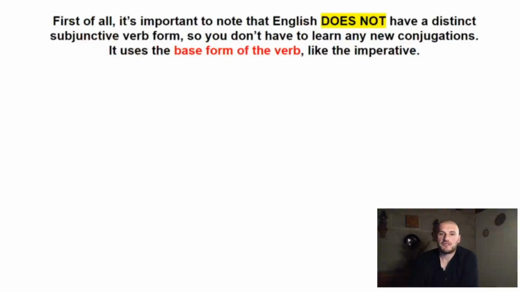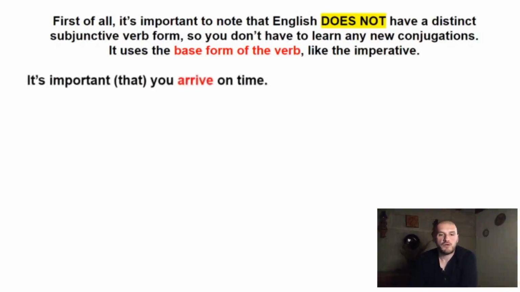First of all, it's important to know that English does not have a distinct subjunctive verb form, okay? I told you this already. We don't have special haya, sepas, fueras, tuvieras. We don't have special verb forms for the subjunctive, okay? You don't have to learn any new conjugations. We just use the base form of the verb, like the imperative: do, have, be, go, okay?